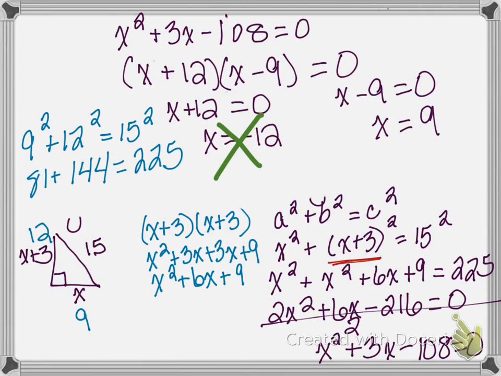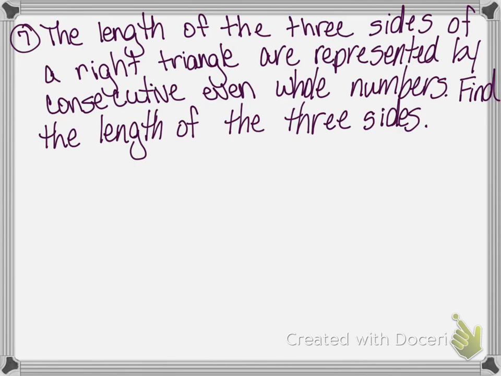Is it okay? Okay. So the next one says the length of the 3 sides of a right triangle are represented by consecutive even whole numbers. The first time we did this we just had consecutive whole numbers, so we did x plus 1 and x plus 2. Here it says consecutive even whole numbers. So if we start with x, what's the next one going to be? X plus 2, and then what's the next one going to be? X plus 4. Perfect. Find the lengths of the 3 sides.